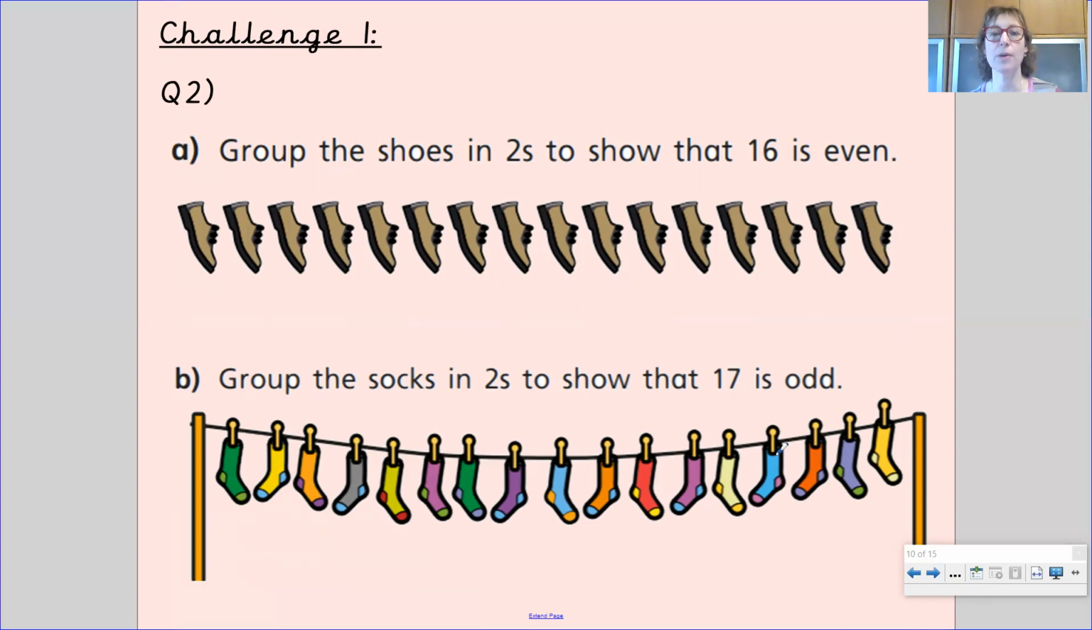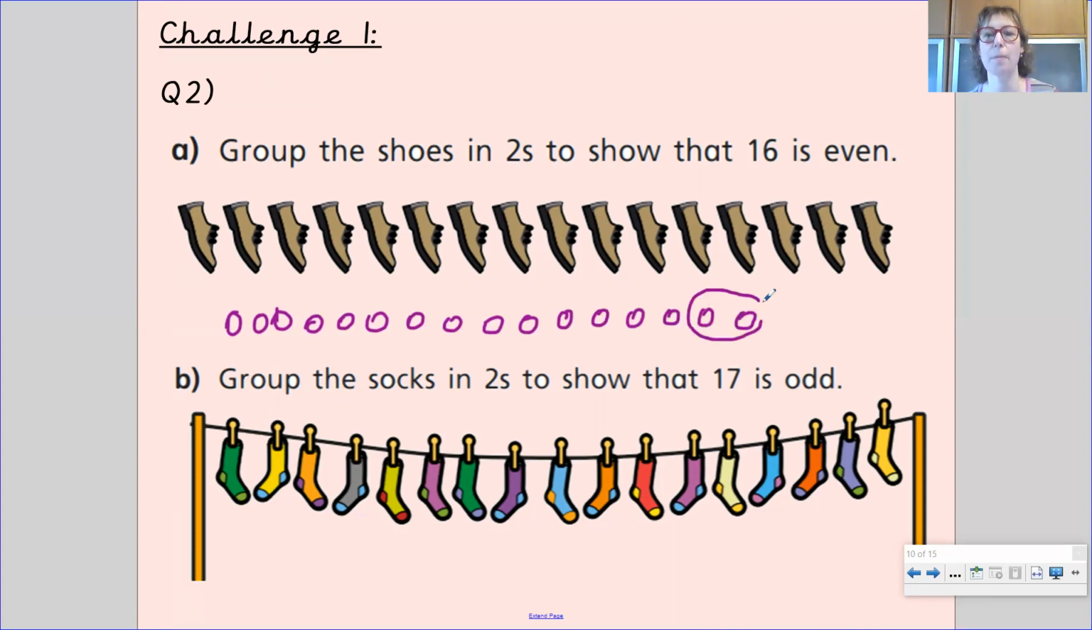So you could do it if you can't draw shoes and socks. It's just drawing circles. So you could draw 16 circles. 4, 5, 6, 7, 8, 9, 10, 11, 12, 13, 14, 15, 16. And you could just group them in twos.